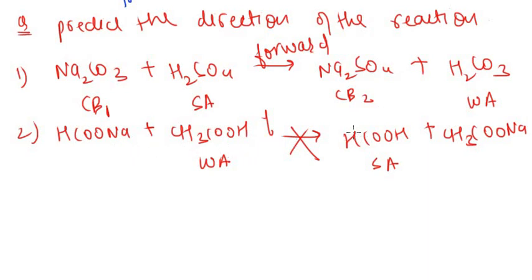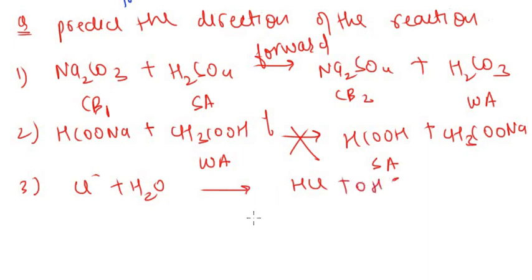Sodium formate and acetic acid together will not form a reaction. Like Cl minus and H2O, it will give HCl and OH minus. Now HCl and H2O, we know HCl is a strong acid and H2O is a weak acid. So this reaction is not feasible. If we take some more examples, I hope you all understood the benefit of this theory.